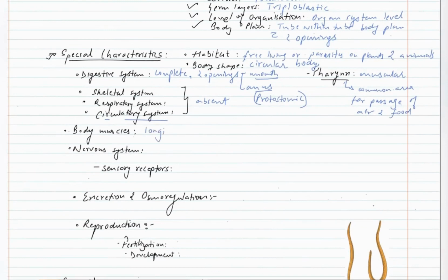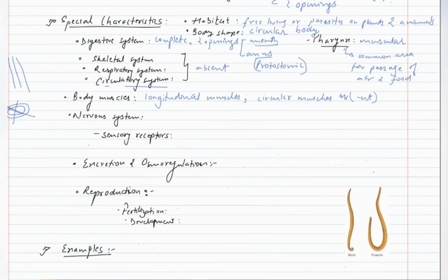Body muscles, they only have longitudinal muscles. Circular muscles are absent. That is, the body only has muscles arranged like this. There are no muscles which are arranged like this. Circular muscles are absent, longitudinal muscles are present.